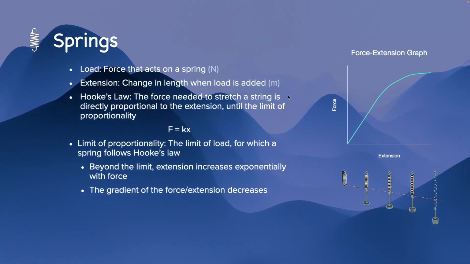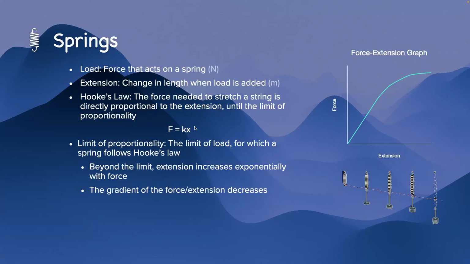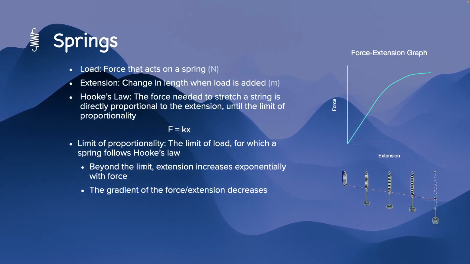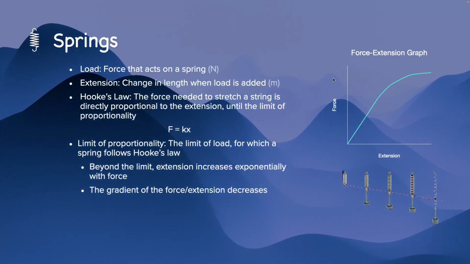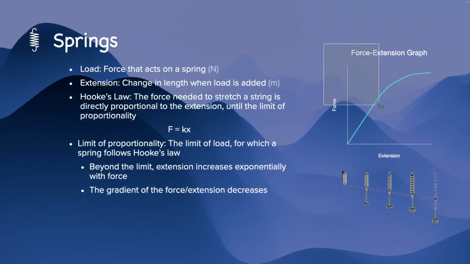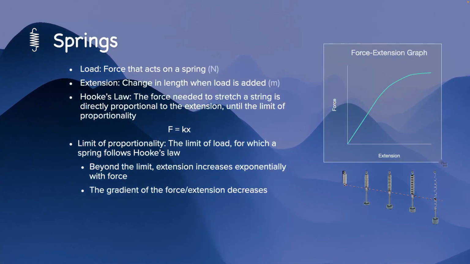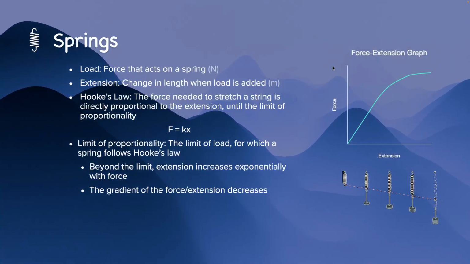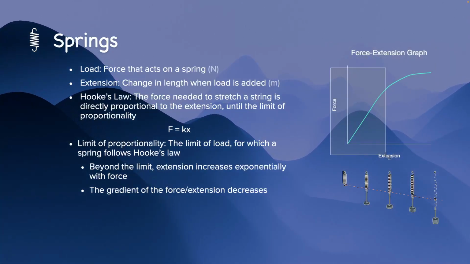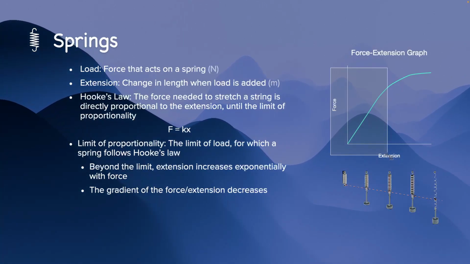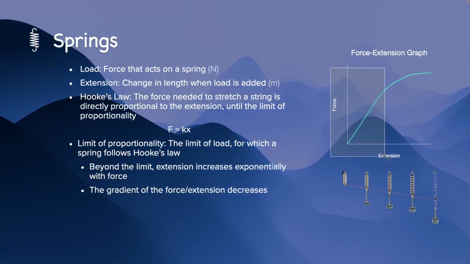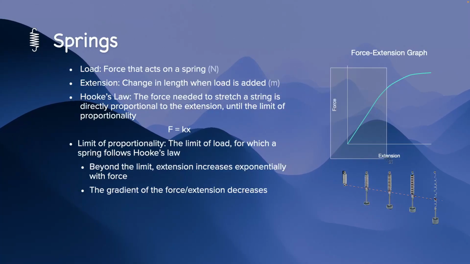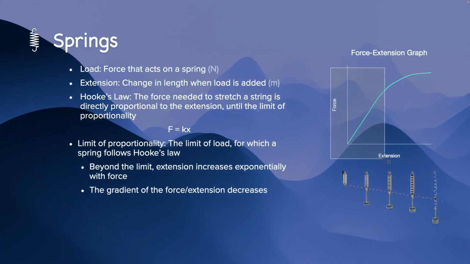So if a spring follows Hooke's law, the ratio of force applied to extension should be constant. So if you look at the graph on the right side, I hope you're able to look at my highlights. You can see that the left part of the graph has a constant gradient, and this means that in this part force is directly proportional to extension, and in this part the spring follows Hooke's law.